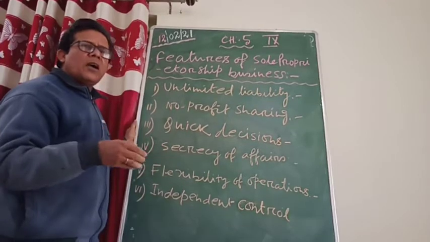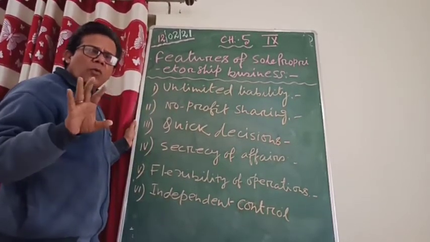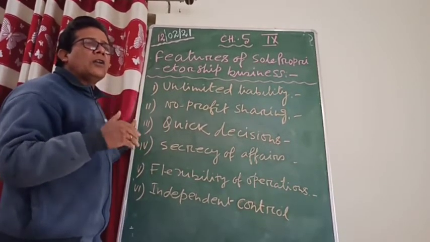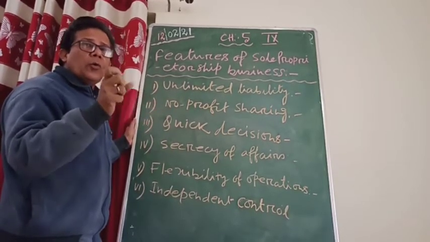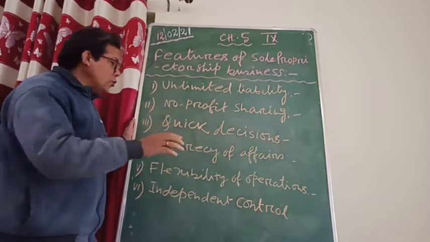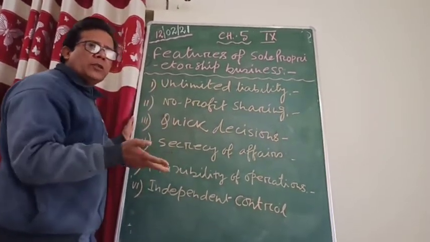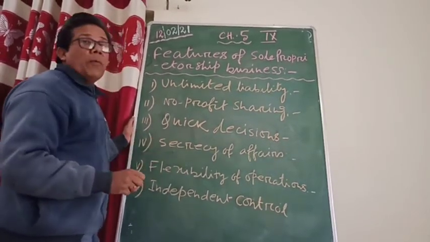What you are going to do next year, whatever decision you are taking, these decisions are not published. Nobody knows except the owner, because the owner himself is taking all the decisions. Okay, beta? So the books of accounts, the profit or the losses, what is the condition of the business, nothing is known to anyone else. That is why they said secrecy of affairs.